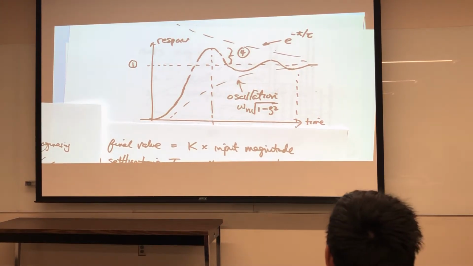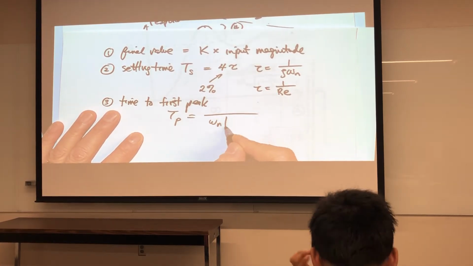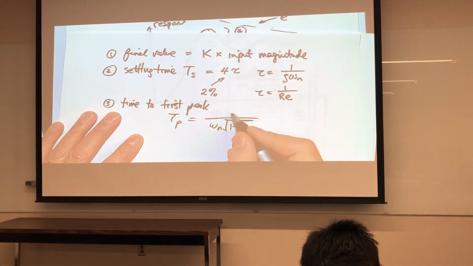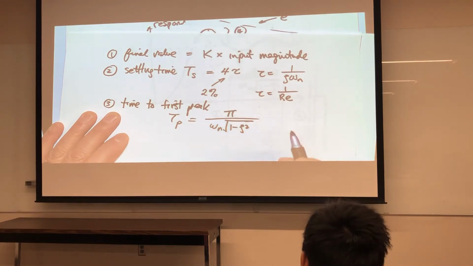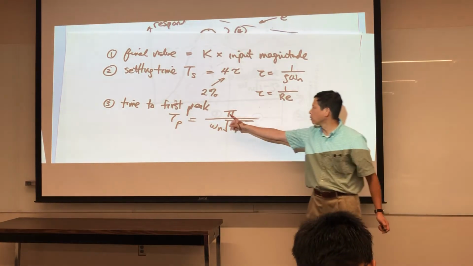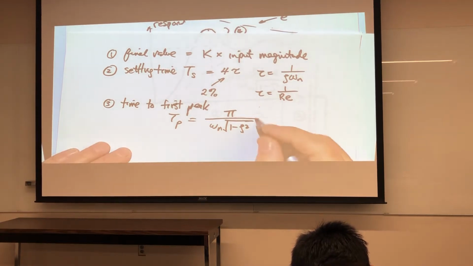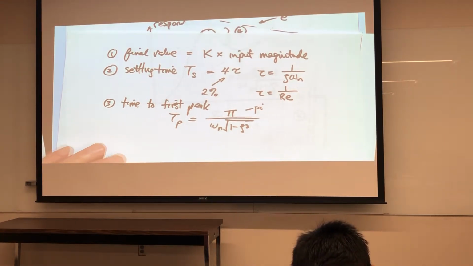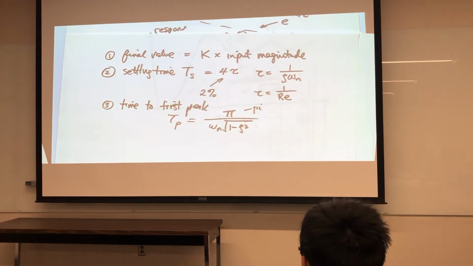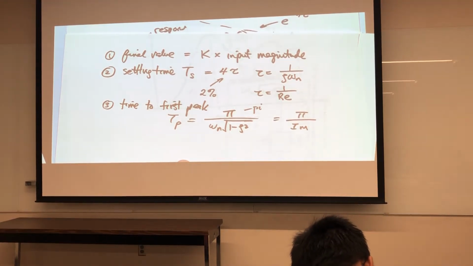If we derive everything, the time to the first peak ends up being omega n square root of 1 minus zeta squared. That's the frequency. Turn that over, and then multiply by pi. There's a 2 pi in there, but the time to the first peak is half a period, so that's why it's pi. That's the time to the first peak, or you could think of it as pi divided by the imaginary part of the roots.